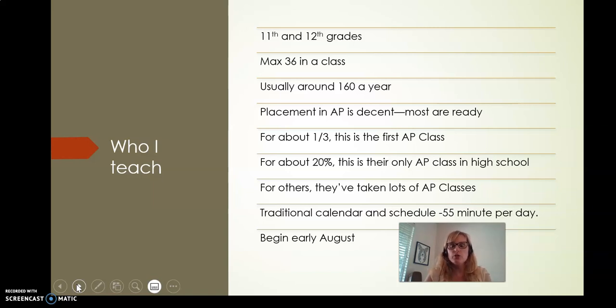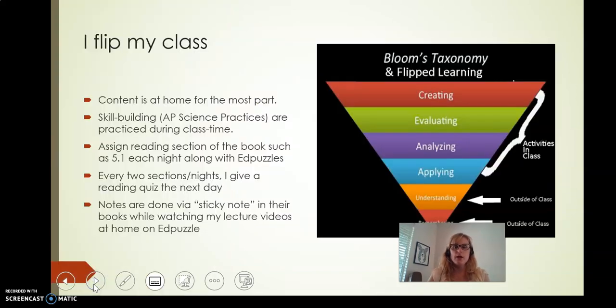I am on a traditional calendar, so when I say one day, it's I teach Monday through Friday, 55-minute periods a day, and we start in early August. That gives you the context. So when I talk about a reading quiz per day, you'll know that I see my students every day. If you're on a block schedule, obviously you have to adjust for that.